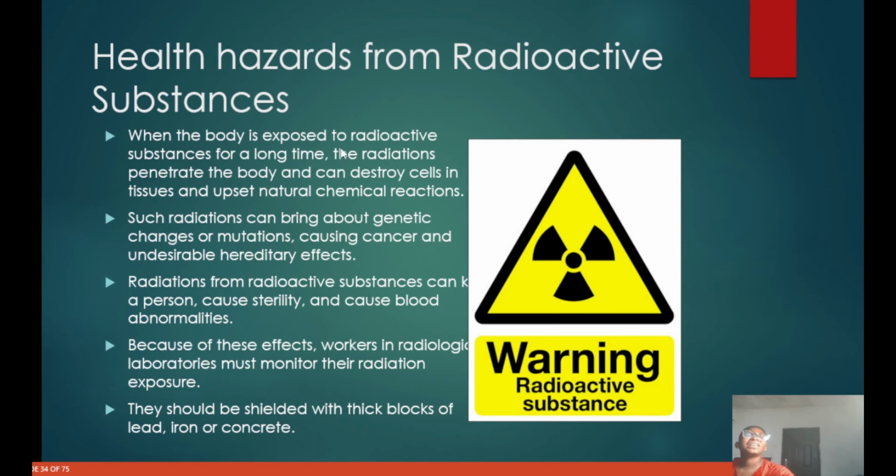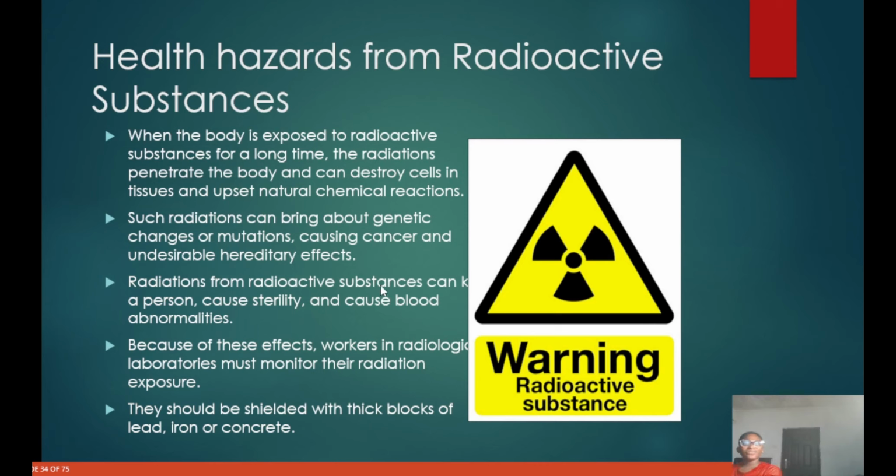So when the body is exposed to radioactive substances for a long time, the radiations penetrate the body and can destroy cells in tissues and upset natural chemical reactions. Such radiations can bring about genetic changes or mutations, causing cancer and undesirable hereditary effects. So it's not good to be exposed to radioactive substances.